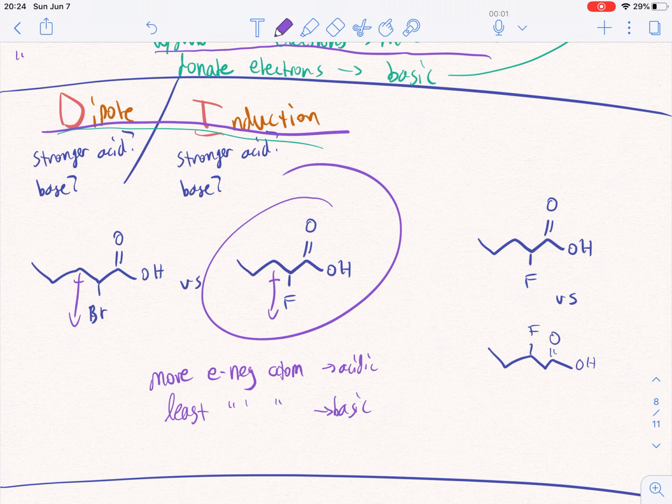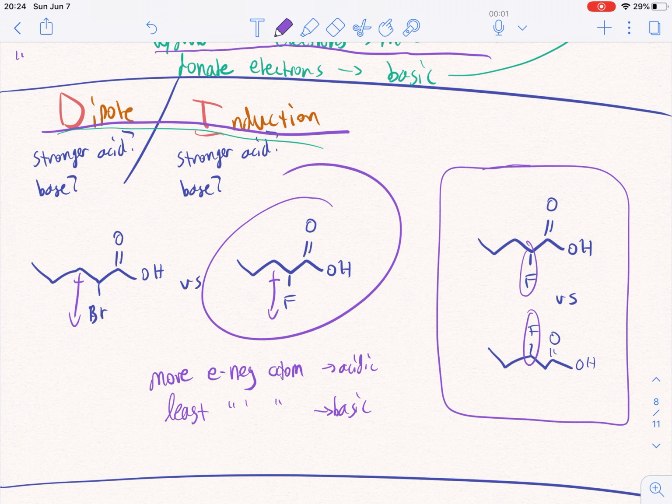But let's look at this one. This one's interesting. Both of these have fluorine, but one is closer than the other. Another rule of thumb is that if they're two of the same, the one that's closer, or in general, it doesn't have to be the same, the element that is closer to the main group and more electronegative, that is the more acidic one. So this one will be most acidic simply because fluorine is electronegative, and even though they're the same, fluorine's a lot closer. It's here instead of here.